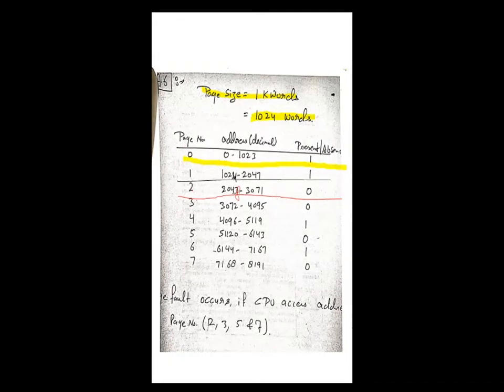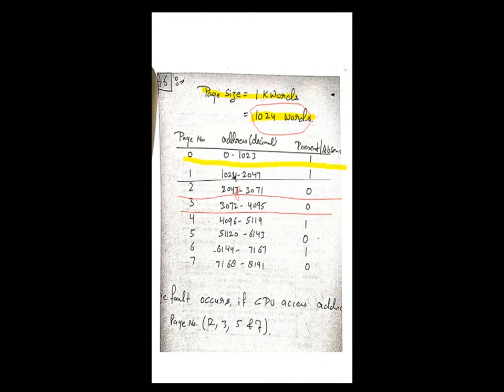Now similarly, after 3071, you get the address as 3072. So the next page starts from 3072. Again you add 1023. Now why are you adding 1023? Because it is given that the size of the page is 1 kilobyte, which is 1024. Suppose the size of the page is given as 2 kilobytes, then what will you do? 2 kilobytes means 2048, means 0 to 2047. So you will be adding 2047 every time.